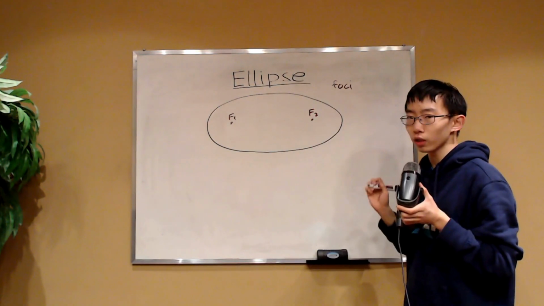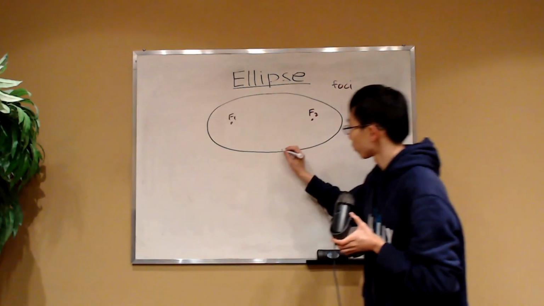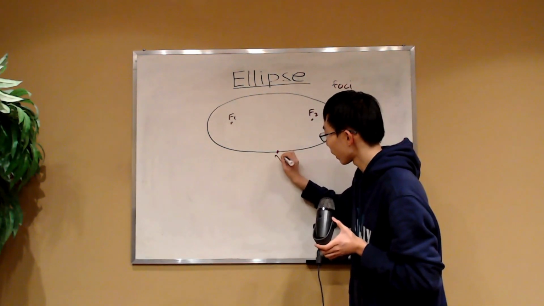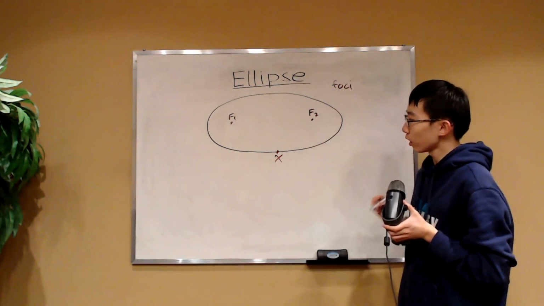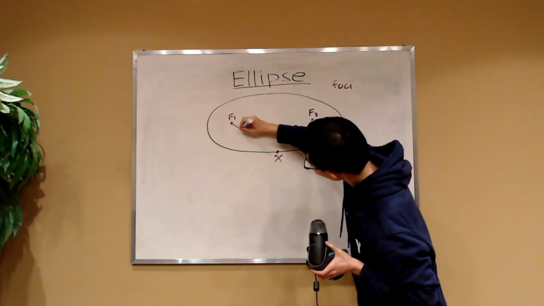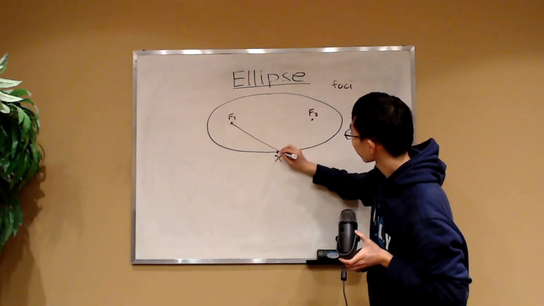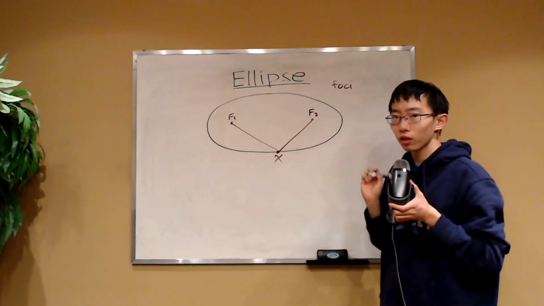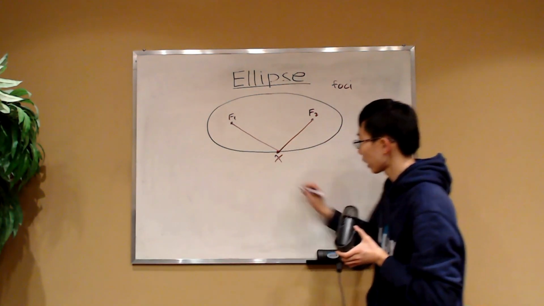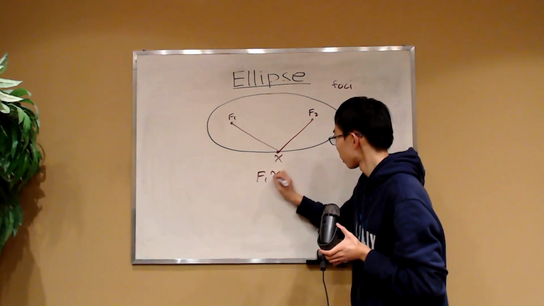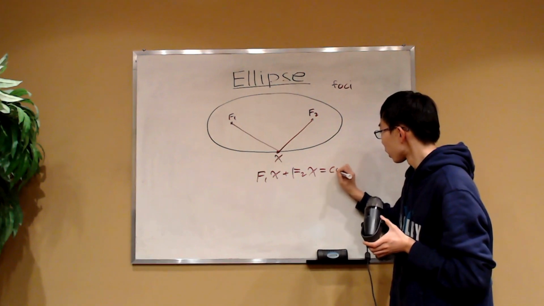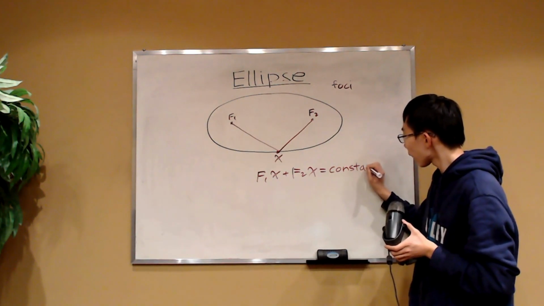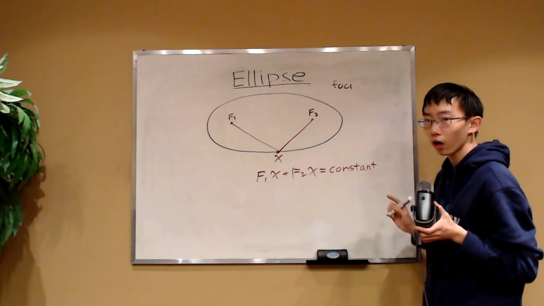Basically, if you choose any point on the ellipse, so for example this one, and we'll call it X, no matter where you choose X on the ellipse, if we were to connect F1 to X and F2 to X as well, then we have the property that F1X plus F2X is always going to be constant, no matter where X is selected on the ellipse.